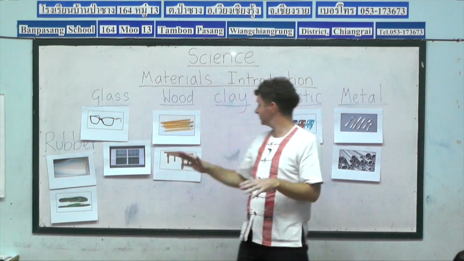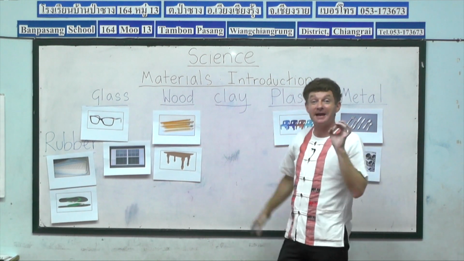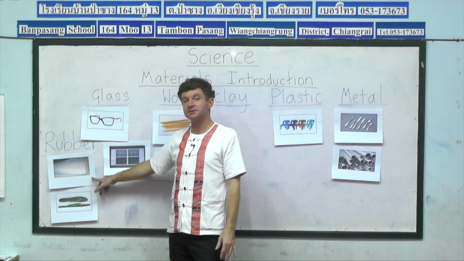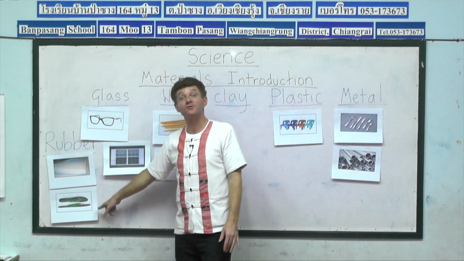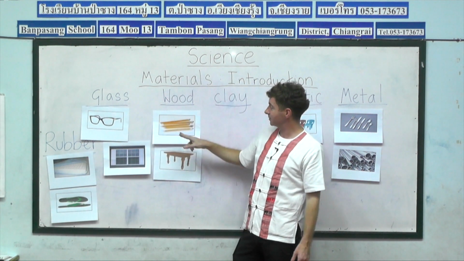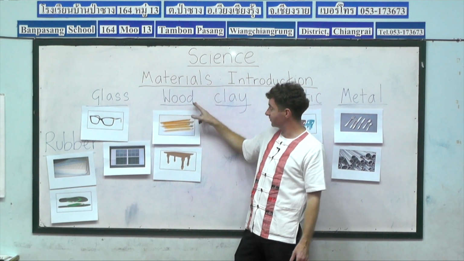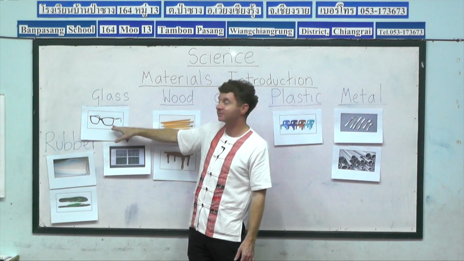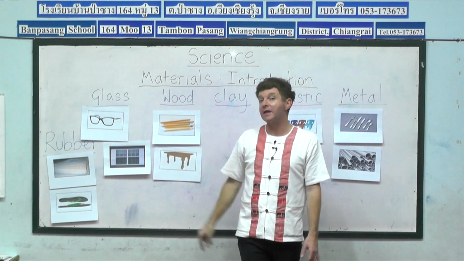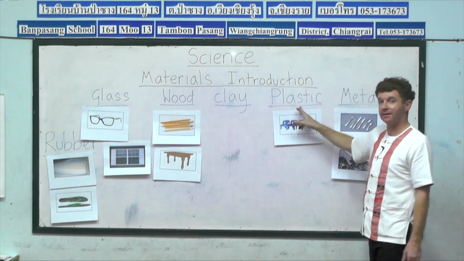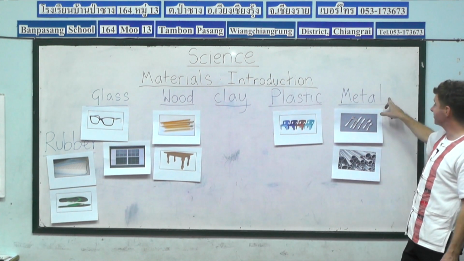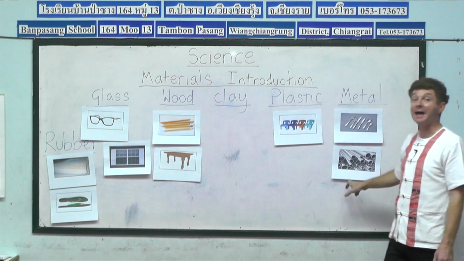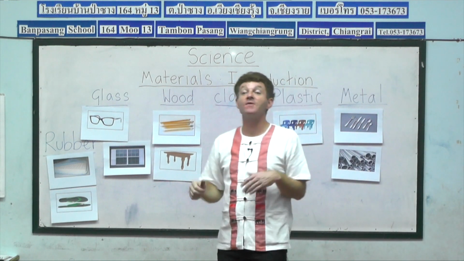But unfortunately, we've got no pictures for clay. So let's practice speaking the items we do have. Rubber, mattress. Rubber, sandals. Wood, pencils. Wood, table. Glass, eyeglasses. Glass, window. Plastic, chairs. Metal, cutlery. And metal, pipes. Guys, that was excellent and very well spoken.